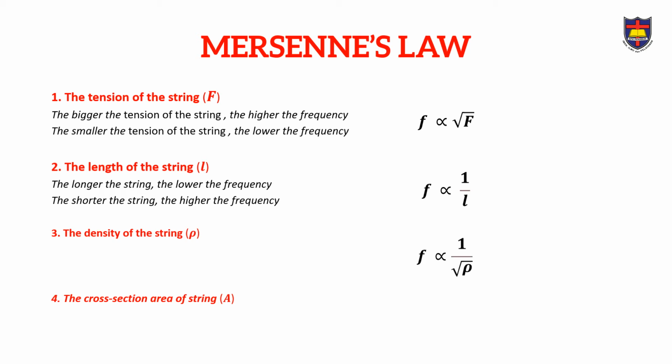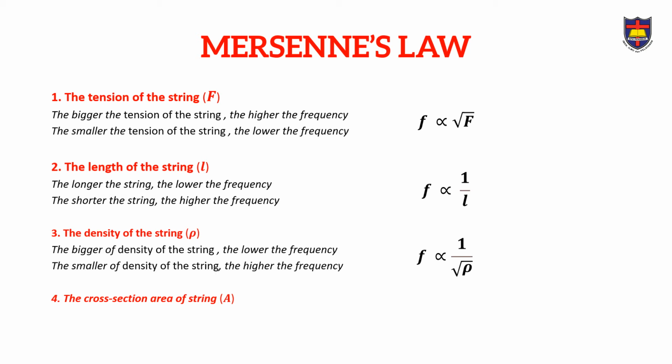As you can see, frequency is inversely proportional to the square root of rho, which means the bigger the density of the string, the lower the frequency, or the smaller the density of the string, the higher the frequency produced.